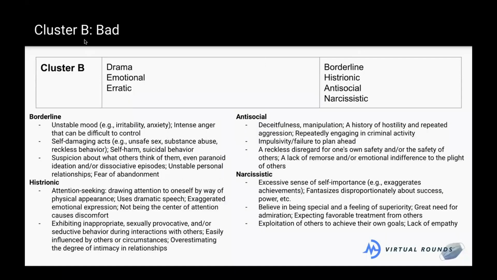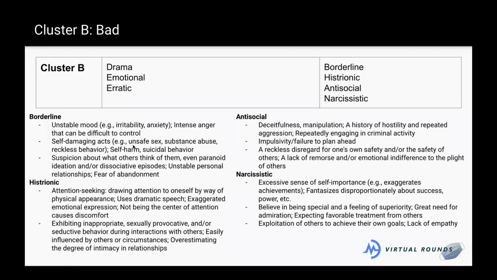So now let's talk about B. We call these the bad ones because these are dramatic, emotional, and erratic. And we have these four. So borderline is the one that's been coming up in the media a lot. We've been associating this one with Miss Amber Heard, has been kind of thrown around as a diagnosis for her.